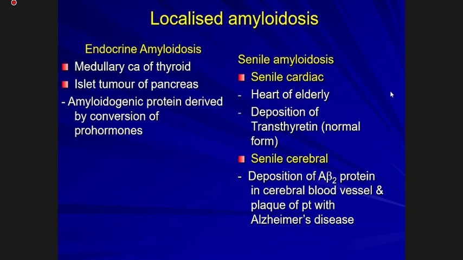Another type of senile amyloidosis is your A beta 2 protein, another major protein related to Alzheimer's disease. It is deposited in the brain and cerebral blood vessels in the form of plaques, which is associated with the formation of Alzheimer's disease. So these are more localized.